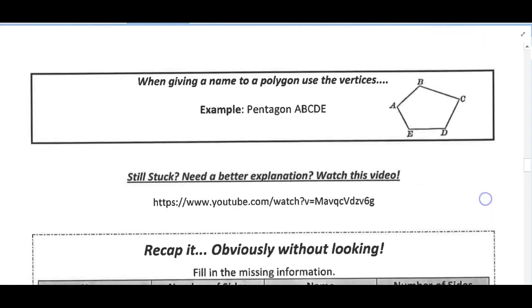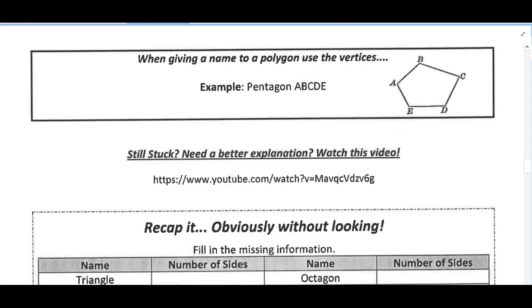And last thing here before we stop the video, when we give a name to a polygon, you simply use the vertices. So this one would be pentagon ABCD, and it doesn't really matter what letter you start with as long as you pick a letter. And then you can go around this way till you've named all the letters. You can go around this way till you've named all the letters. Just make sure you don't skip anything.